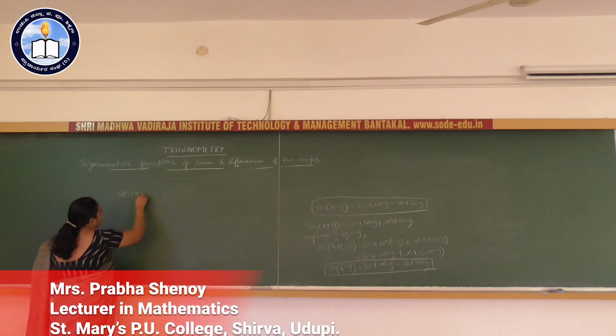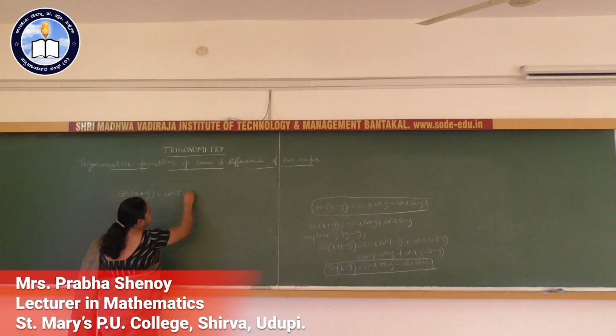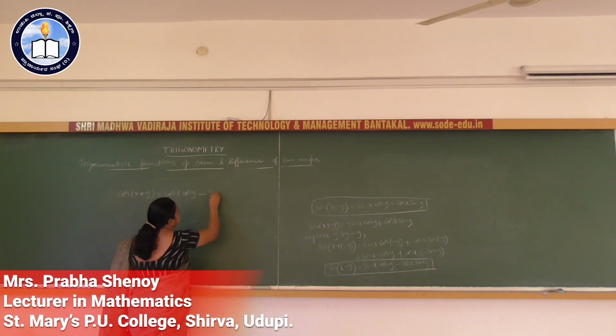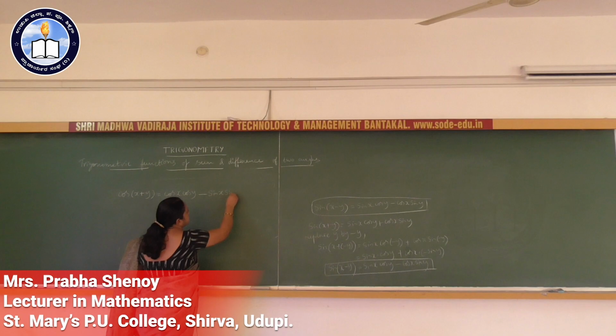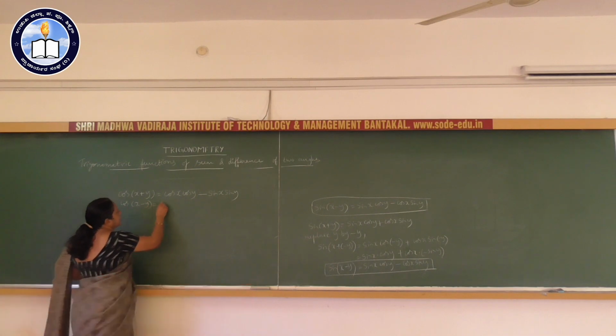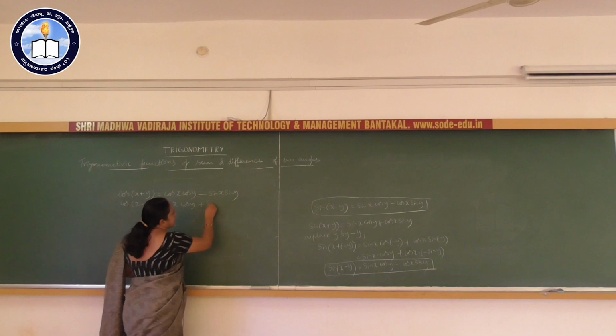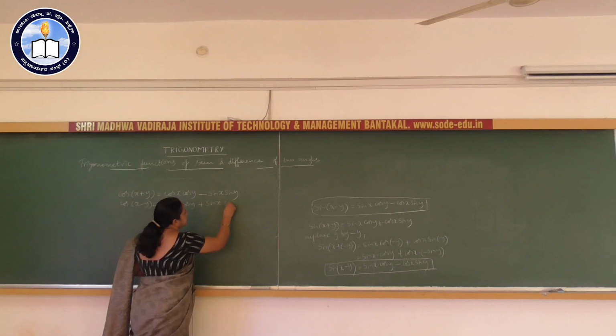Formula: cos(x plus y) is equal to cos x cos y minus sin x sin y. Cos(x minus y) is equal to cos x cos y plus sin x sin y.